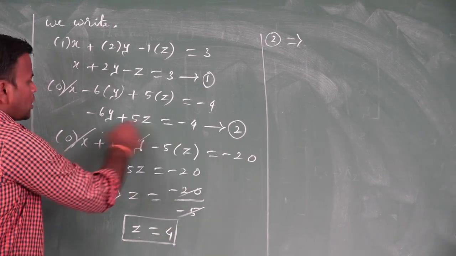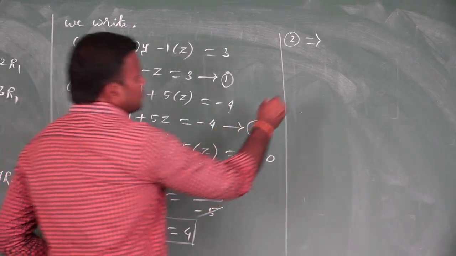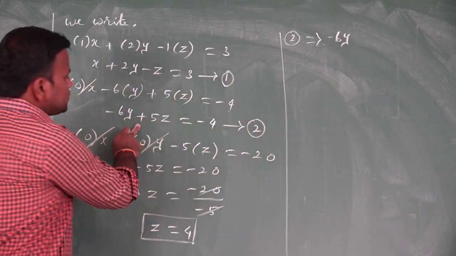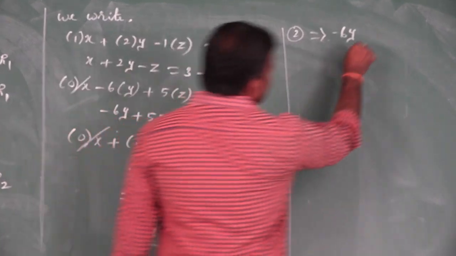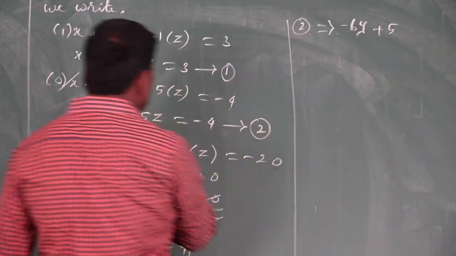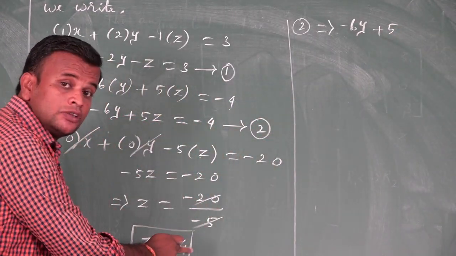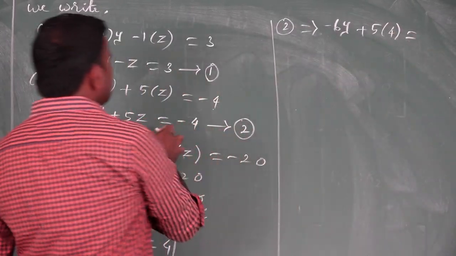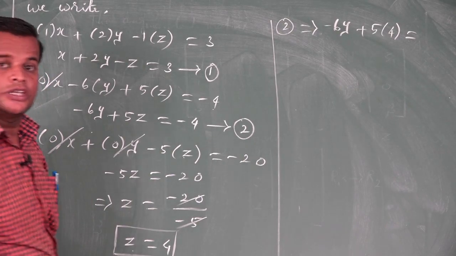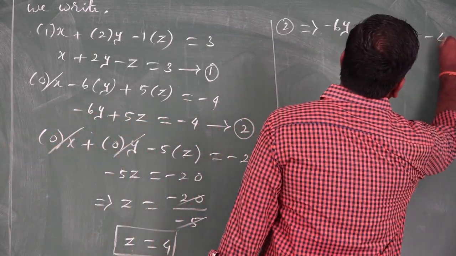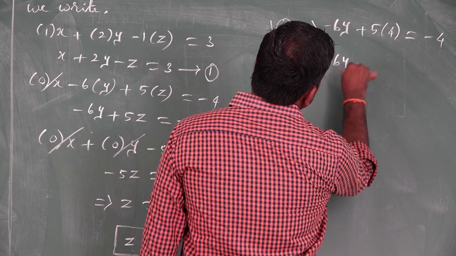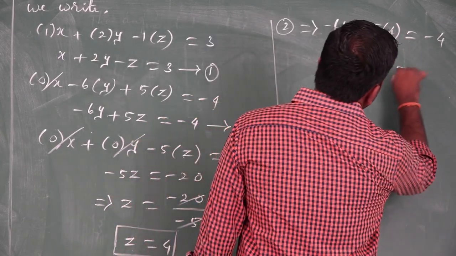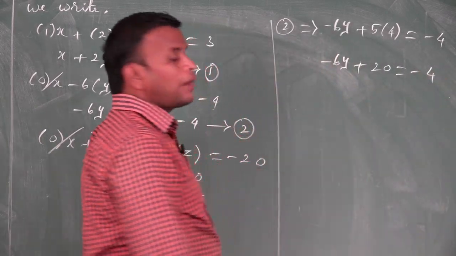The second equation starts from minus 6y, plus 5z. The value of z is 4. It is equal to the RHS value in the second equation, which is minus 4. So minus 6y plus 5 into 4, which is 20, is equal to minus 4.